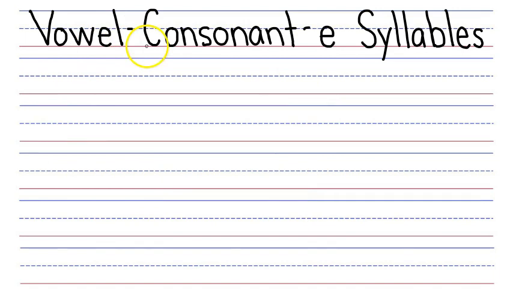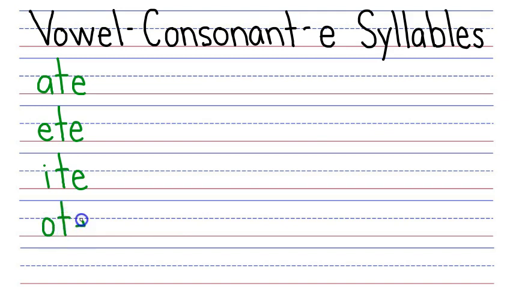Let's write and read some vowel-consonant-e syllables. First one is ate. Ate begins with an A that says A, a T that says T, and a silent final E. Next write eat. Eat begins with an E that says E, a T that says T, and a silent final E. Next write ite. Ite begins with an I that makes a long I sound, a T that says T, and a silent final E. Next write oat. Oat begins with an O that says O, a T that says T, and a silent final E. And next write ute, with a U that says U, a T that says T, and a silent final E. Let's say these quickly. Ate, eat, ite, oat, ute.